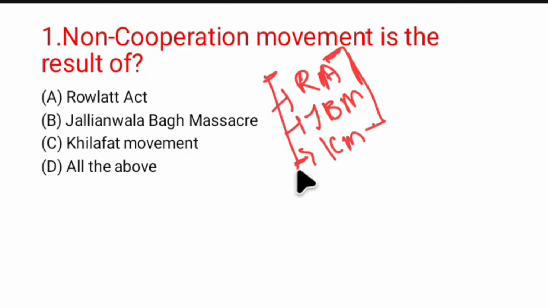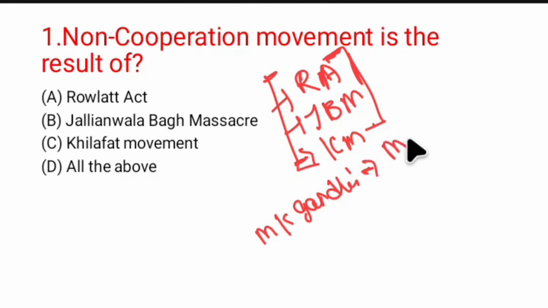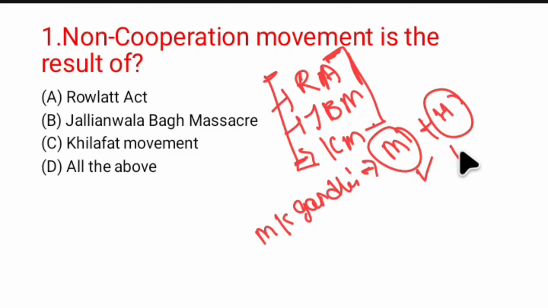So all these circumstances, Mahatma Gandhiji, with the unity of both Muslims and Hindus, launched the non-cooperation movement in the year 1920.